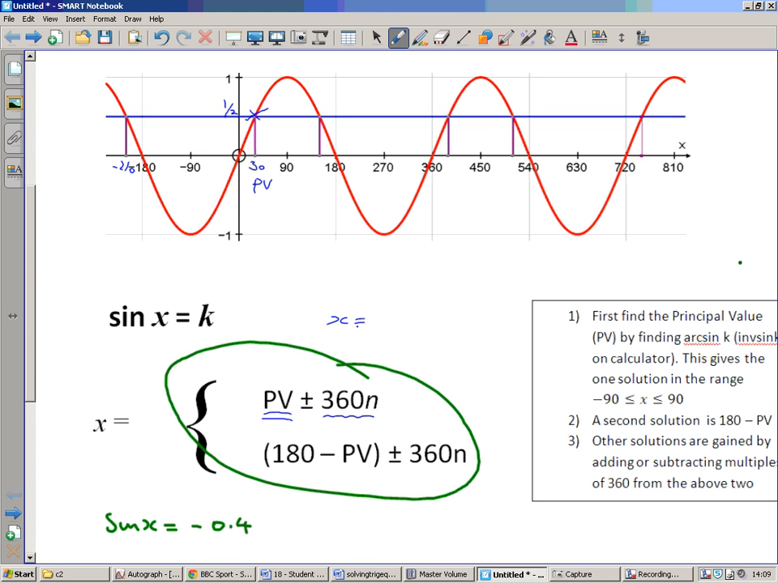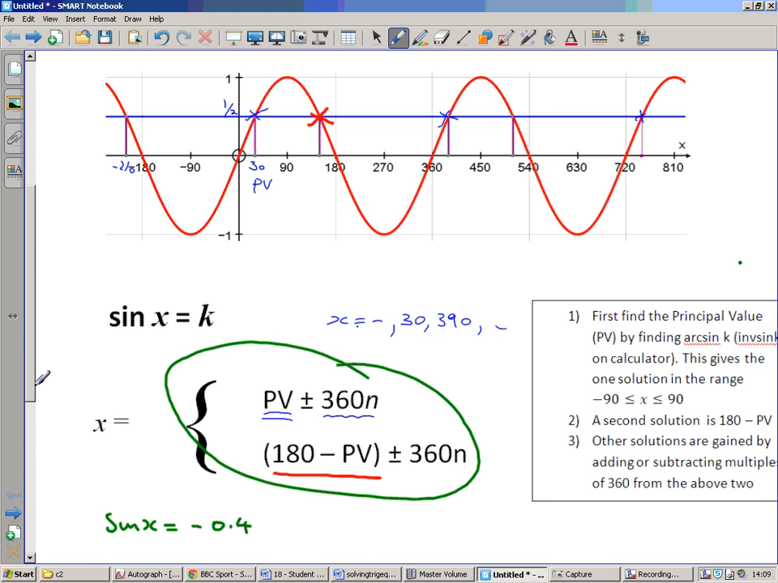equals a principal value 30, but if we add 360 to it, we get this value here, which is 390. We would get more by adding 360 again, but presuming we're only interested in solutions within the range 0 to 720, we won't be asked for all of them. We'll be clear which ones we want. So imagining we're only interested between 0 and 720, we've got 30 and 390. But of course, those aren't the only solutions. You've also got one other solution, which is 180 minus the principal value, which is that one.